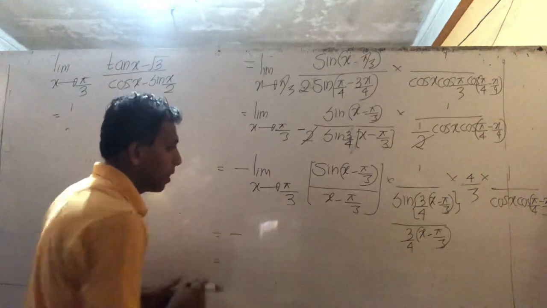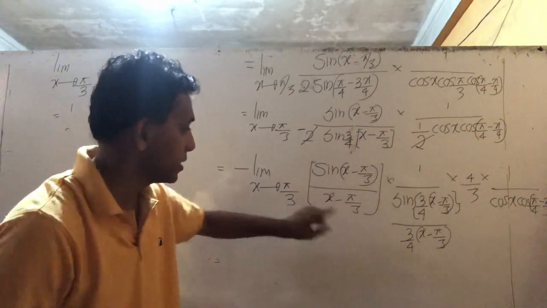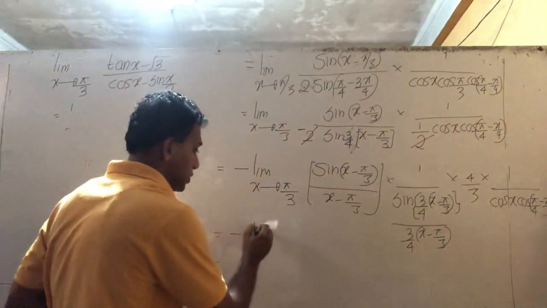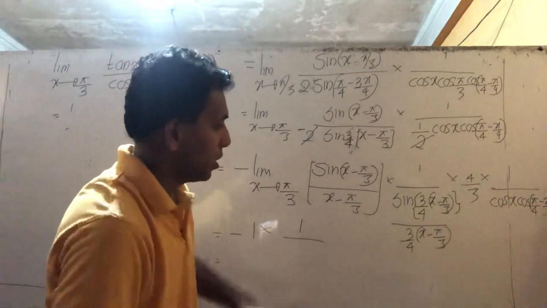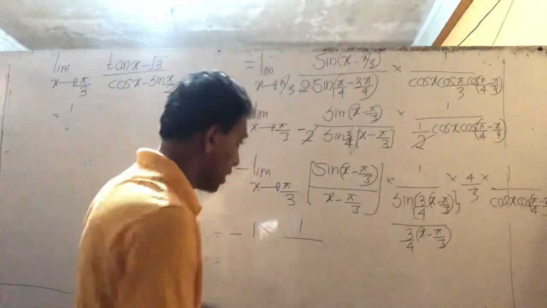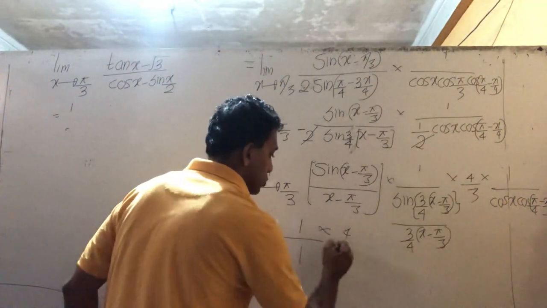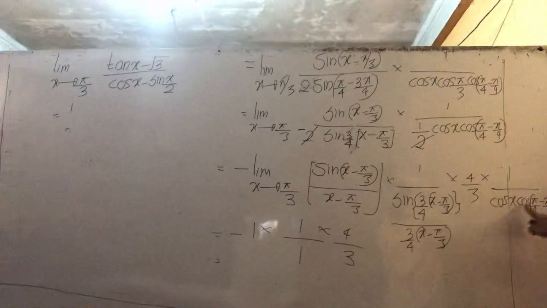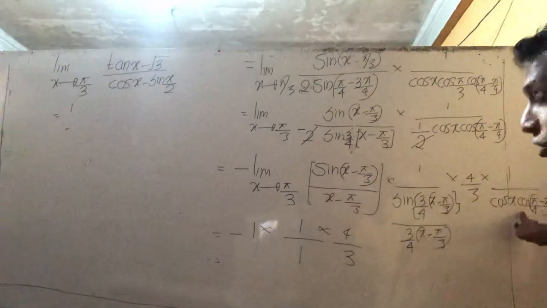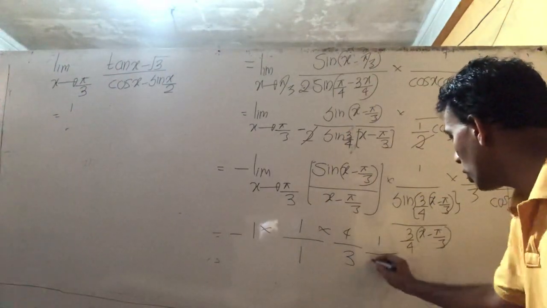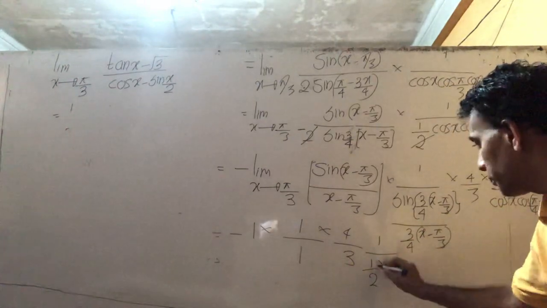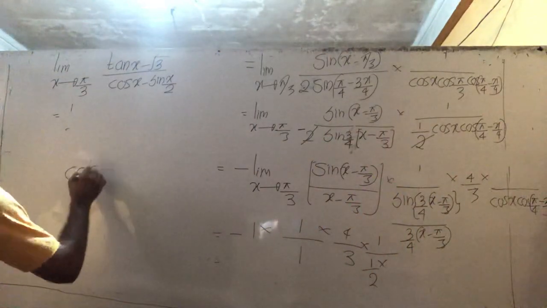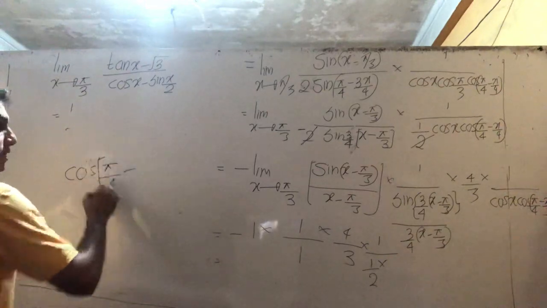Here minus sine theta over theta pattern. When x goes to pi by 3, theta becomes 0, our answer is 1 here, right? 1 into 1 over the sine theta over theta pattern 1, and there's a 4 over 3. Okay, so 4 over 3. And here what happened? Here see cos x, x to pi by 3, cos pi by 3, half, is 1 over half, into what is cos of pi by 4 minus x by 4, put x as pi by 3.